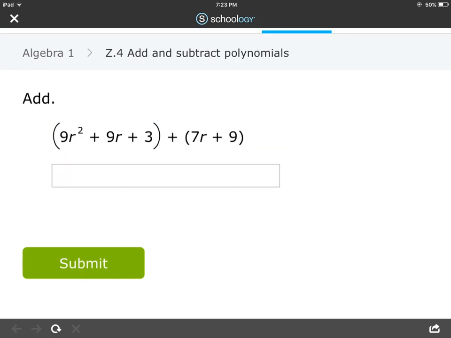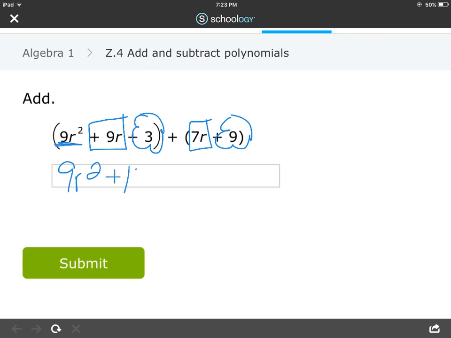In this last example, we're doing the same thing. We're going to combine like terms. So we're going to combine all the r squareds together, all of the r's, and then all of the numbers without an r. So we have 9r squared. We have nothing to combine that with, so it's going to stay the same. We have 9r plus 7r, so that gives us 16r. And then we have 3 plus 9, so we'll have our 12.